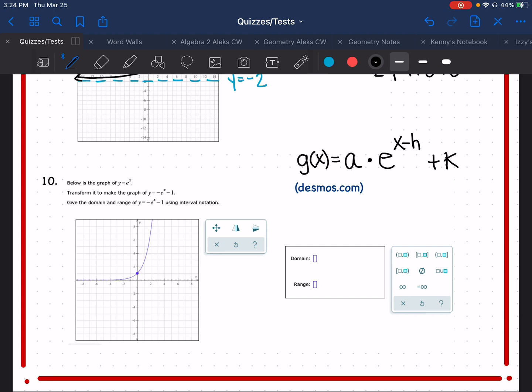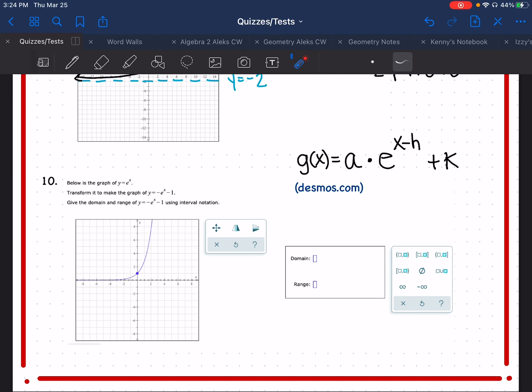Okay, there we go. Now, h, remember, is going to move your graph left or right, and remember, h is tricky. K is going to move your graph up or down. Now, what I've noticed is that you have one or the other, but not both. You have one or the other, but never both. So you're either going to have a number here with your X, or you're going to have a number here after your E and your X, okay?